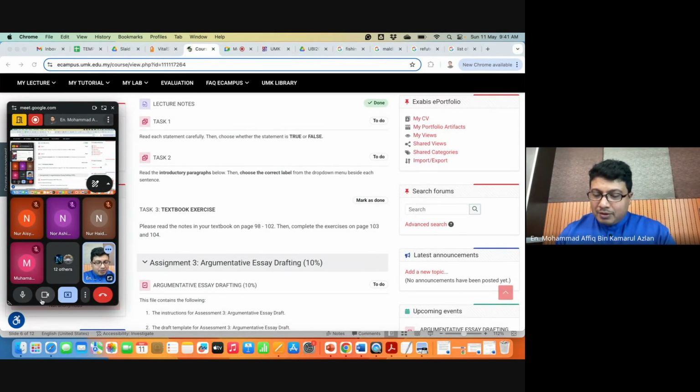Pro argument: reduced productivity and addictive behaviors. So that is point number 1. Point number 2, impact on real life relationships. Point number 2, pro argument. Point number 3 is the counter argument: creates opportunity for business and entrepreneurs. So that is the counter argument.